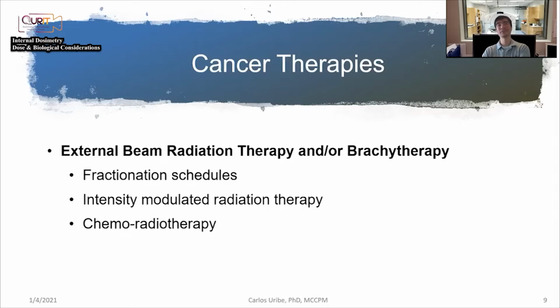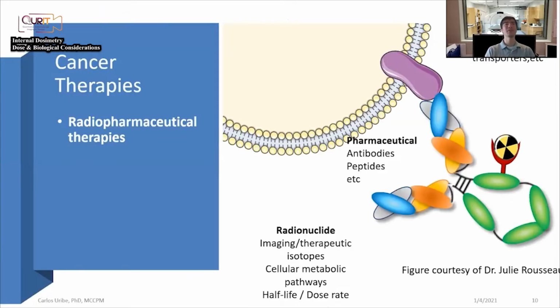And regarding nuclear medicine, we have what we call radiopharmaceutical therapies. And this is, again, what we've been building up to in our course. I want to thank Dr. Julie Rousseau for this very nice figure. You think that you have a cell, and your cell has maybe some protein in the membrane. And we call that protein the target. We want to target the radiation to go to a specific site.